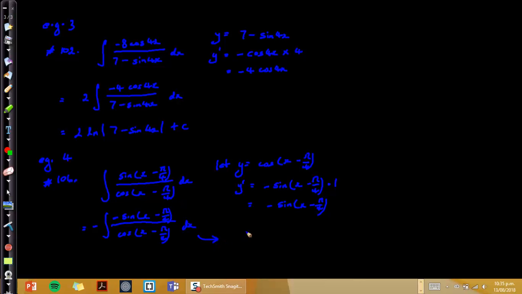Okay, let me just go over here. So it'll be equal to the negative natural log absolute value of that bottom function, plus c.